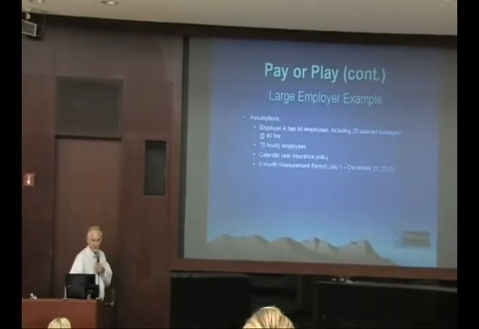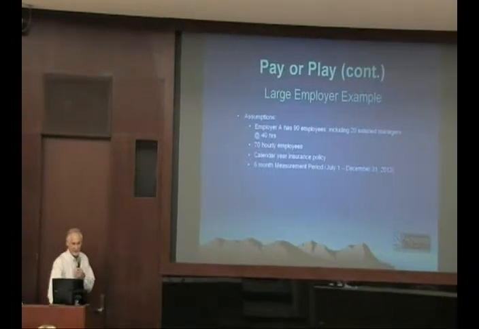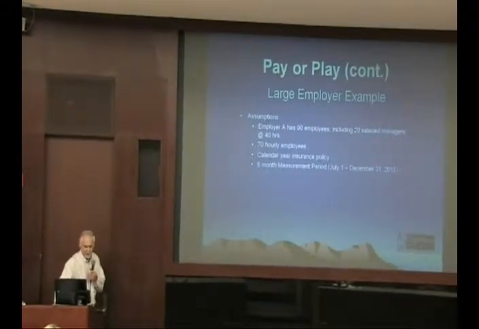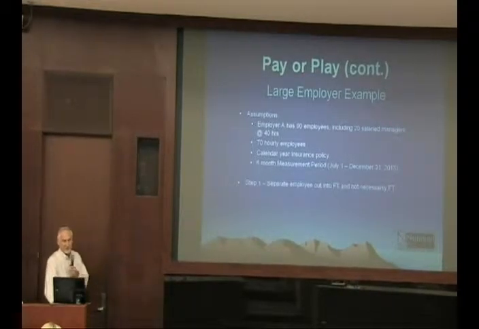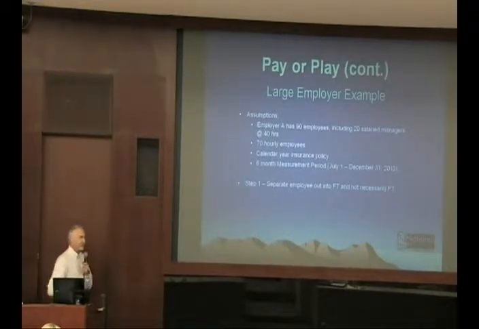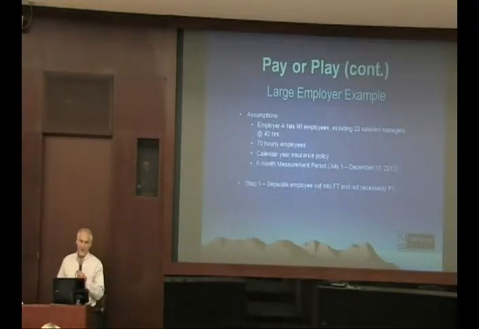They've chosen a 6-month measurement period. And so, as I said before, you start with your implementation date and work back 6 months. So their measurement period is July 1st to December 31st. What do you do? Well, first thing you do is you say, who's a full-time employee? I know they're a full-time employee. I'm not going to be able to argue my way out of that one.